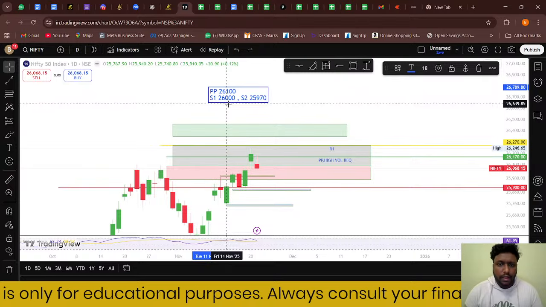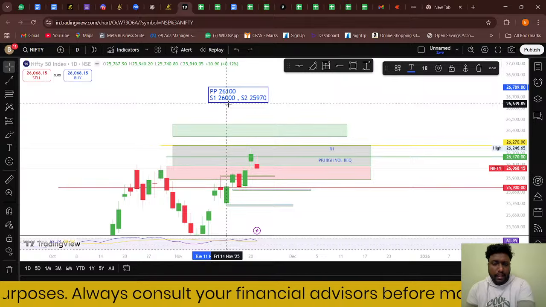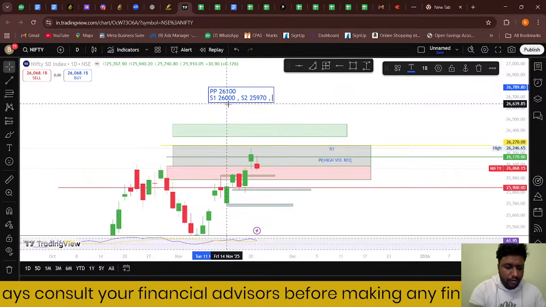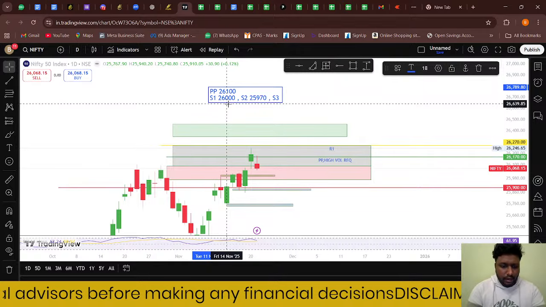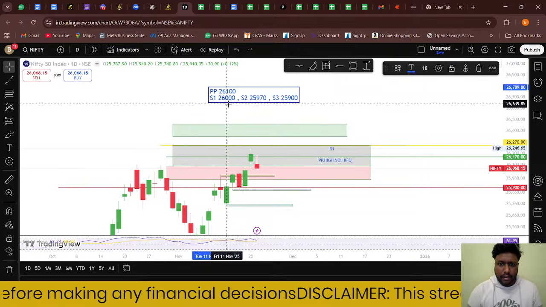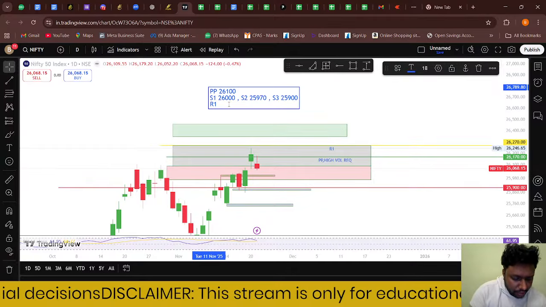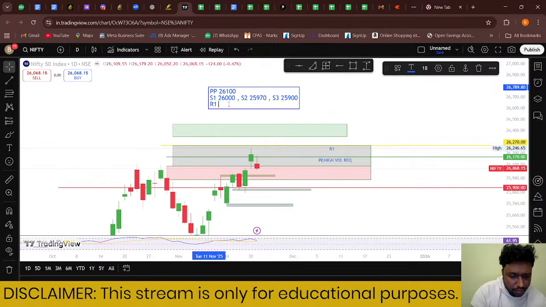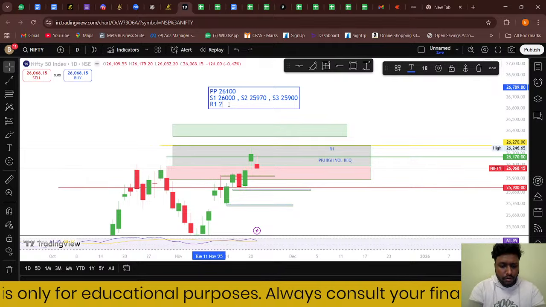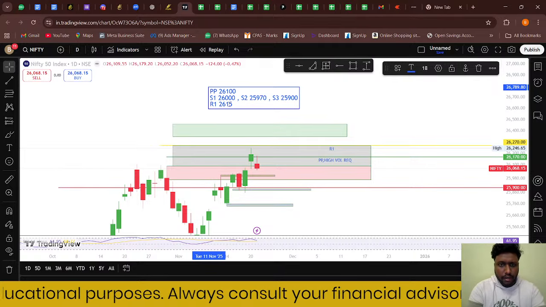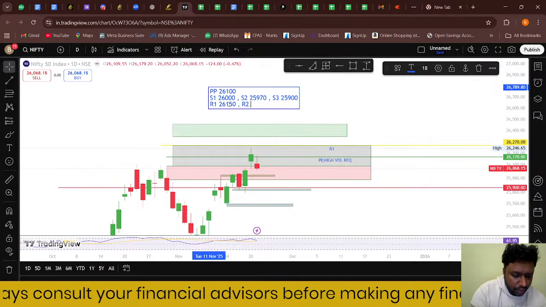So we won't be considering these two supports separately. We will consider only S1 and S3 for the levels, but anyway, we will mark it over here. Support 3 lies exactly at 25,900. R1 lies at 26,150, only a 50 points gap with respect to our pivot line. 26,150 is where our resistance 1 comes.